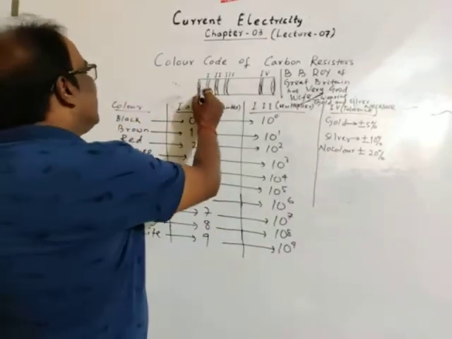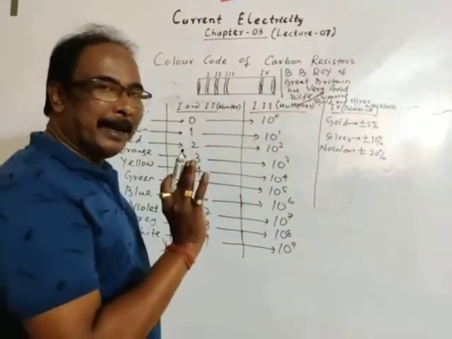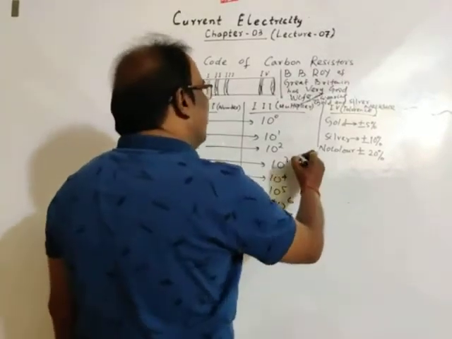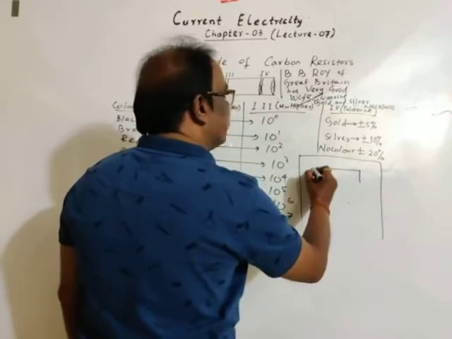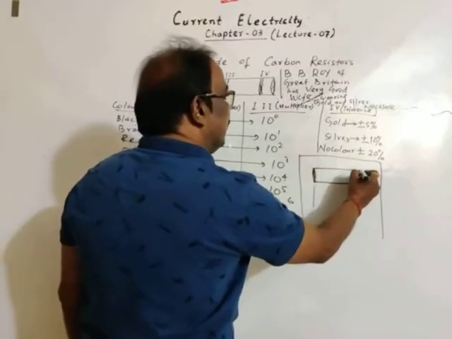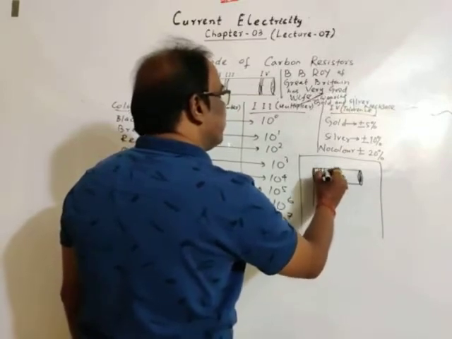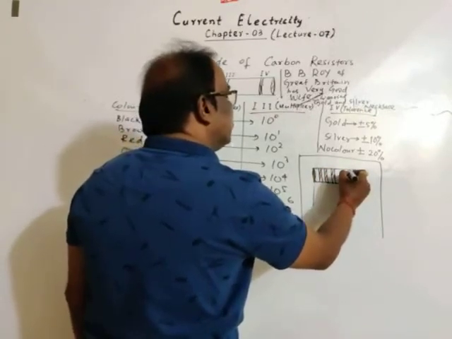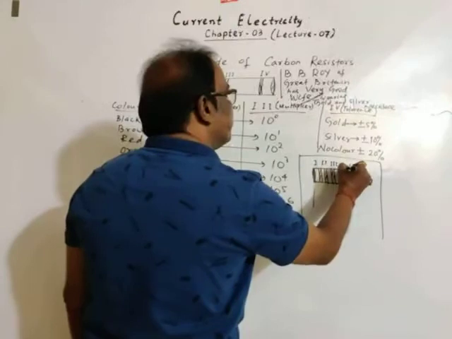First and second bands give numbers. Third gives multiply. Fourth gives tolerance. Clear? Now it is very easy to estimate the resistance of a carbon resistor. Suppose this is a carbon resistor, with a cross sectional area. First band, second band, and third band at one end, and at the other end, this is the fourth band. Number one, number two, number three, and number four.